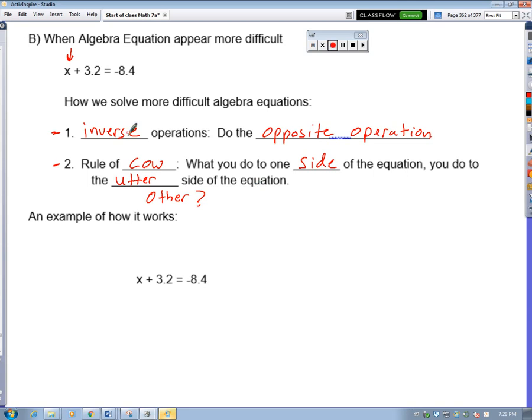Rule of cow and inverse operation. Those two steps are going to allow us to solve these equations. Let me show you how it works.